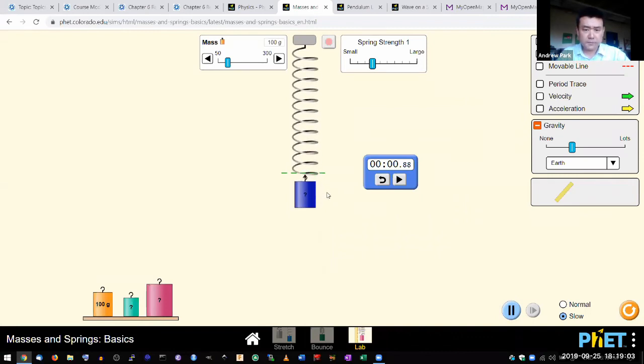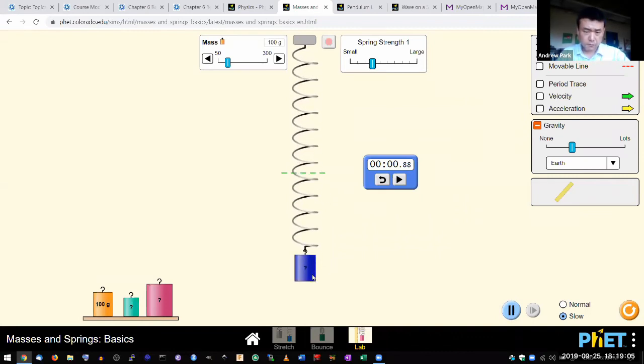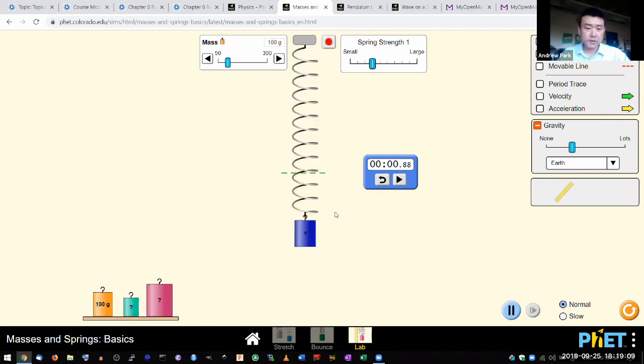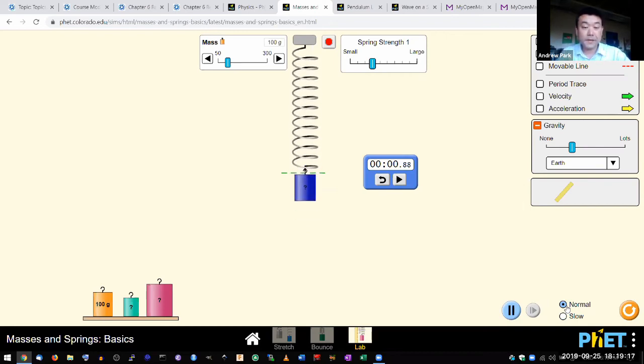And with the mass on the spring, you can't change the period by changing the amplitude. It can be moving a lot, or it can be moving a very small amount. Either way, the period will be the same. The only way you can, well, not the only way. There are only two ways to change the period.